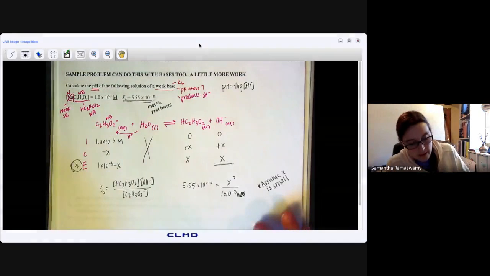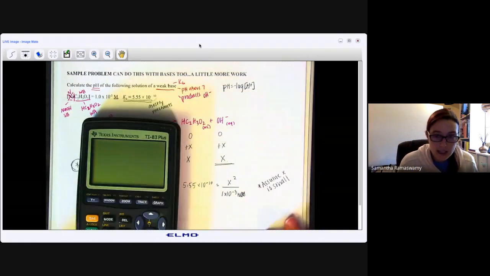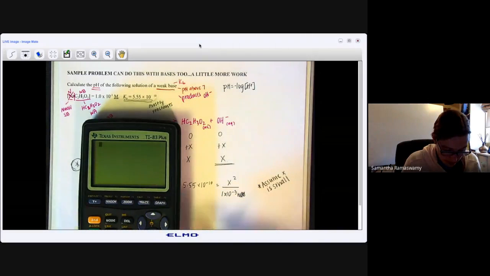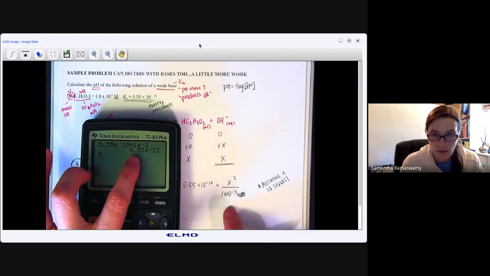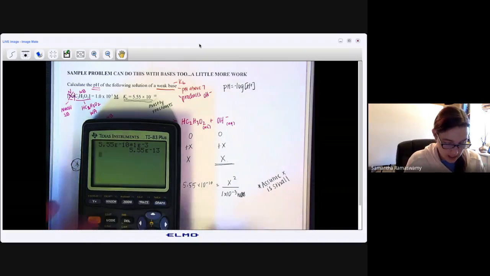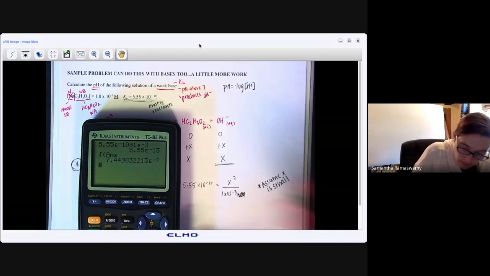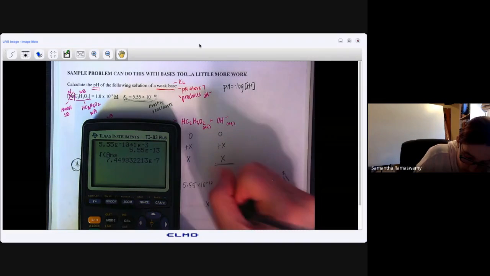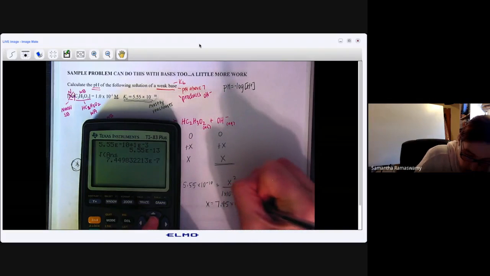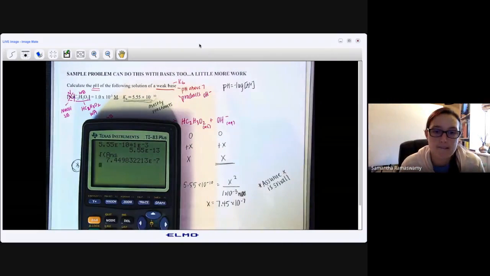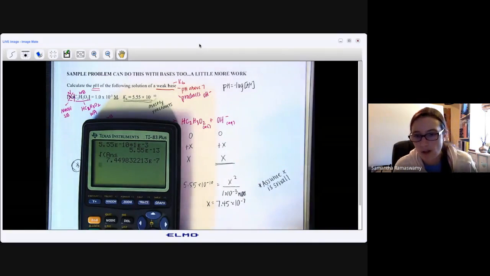So what I'm going to do is I'm going to solve for x. I'm going to solve for x right here. 5.55 e negative 10 times 1 e negative 3. Right? So that's when I multiply these two numbers together. And then to get x, I'm going to take the square root of that answer. So x is 7.45 times 10 to the negative 7th. I did 3 sig figs. We can round to less at the end.